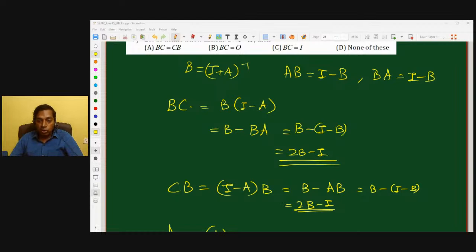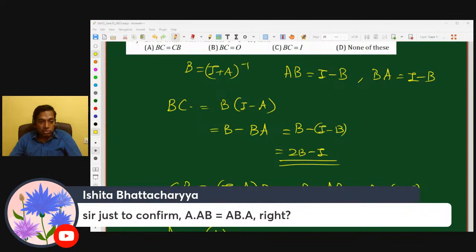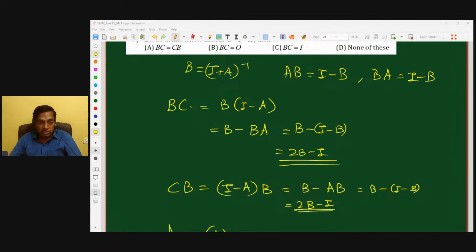Okay, let me just summarize what Manas had asked. Ishita Bhattacharya, A into AB is equal to AB into A in general, or this question? In general, you cannot do this. In this particular case, it may be right. I'm not sure what your doubt is, Ishita. In this particular question, it works, maybe that's what you mean, because AB is I minus A. You check and see.